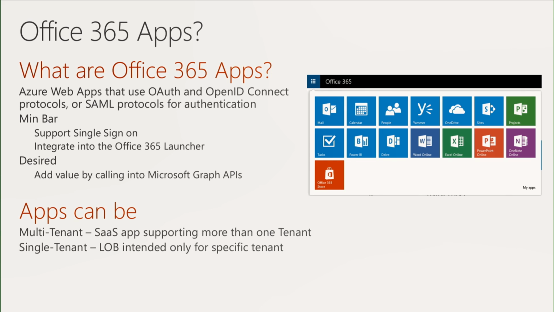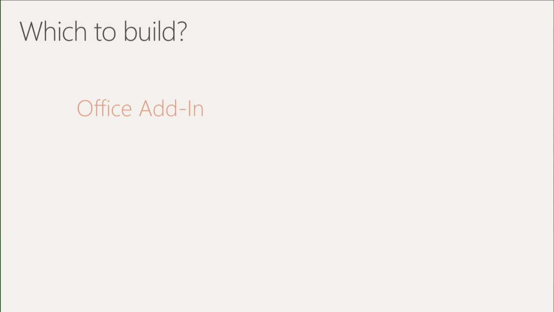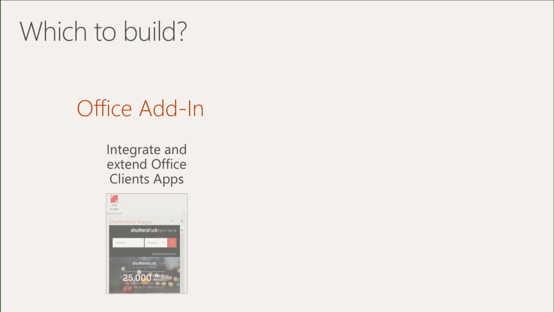So they would create a single tenant app. Whereas an ISV who wants to have multiple tenants and multiple customers use this app would make it multi-tenant, which means it can be used by more than one. I'll talk more about Office 365 apps later. But which one to build?